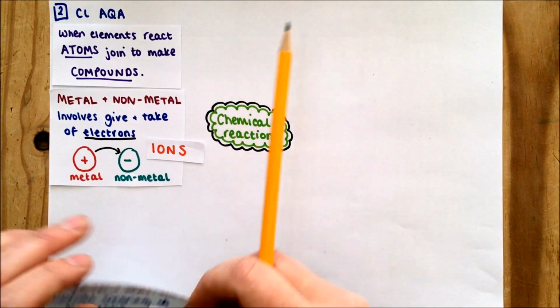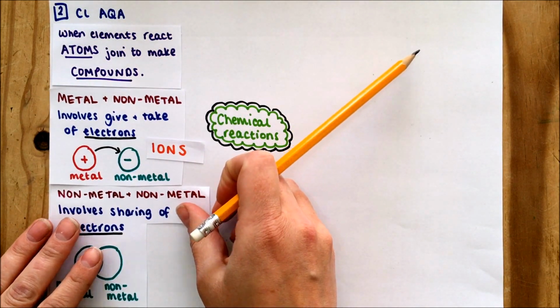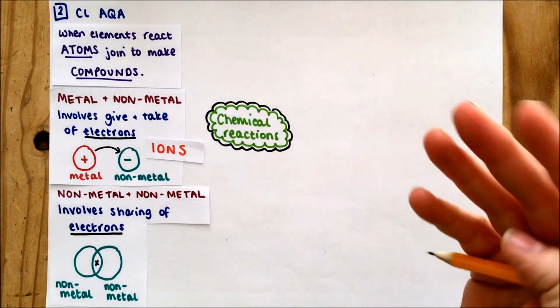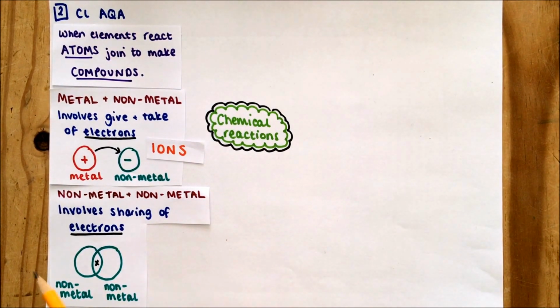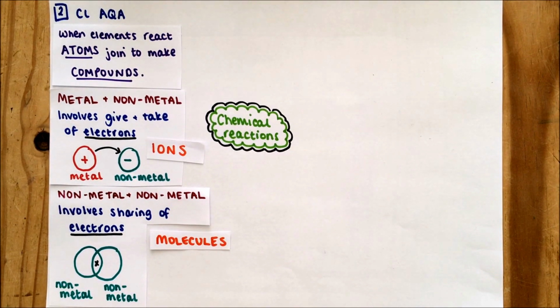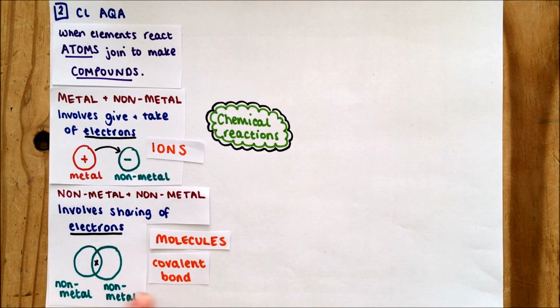Or you can have non-metals and non-metals reacting. Okay, and if non-metals and non-metals react, that's on the right hand side of the periodic table, so that's groups 5, 6, 7. That involves sharing of electrons. They join together and they share electrons, and by doing that, they both achieve that full outer shell. But because they're sharing and not giving or taking, they remain uncharged. They don't have that charge that the ions have. So we're now going to call that a molecule, because we've now got two or more atoms joined together. That's now going to be called a molecule, and they're joined by what we call a covalent bond.